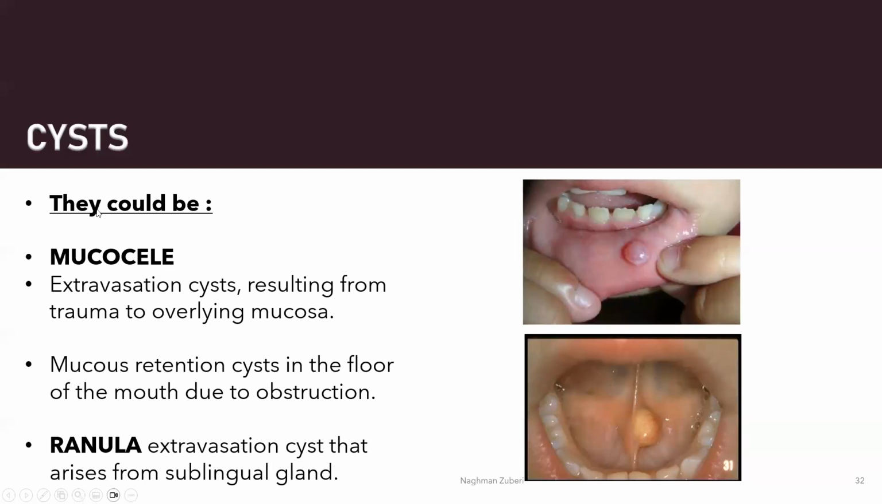Cysts. They could be mucoceles, extravasation cysts resulting from trauma to the overlying mucosa. Mucus retention cysts in the floor of the mouth are due to obstruction. Ranula is the extravasation cyst that arises from the sublingual gland.